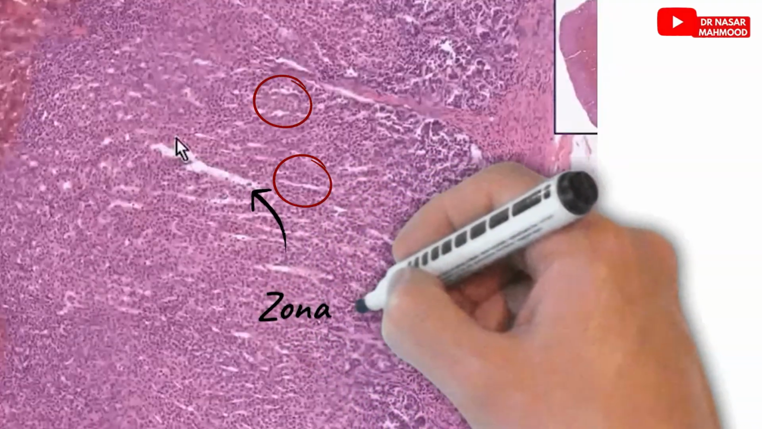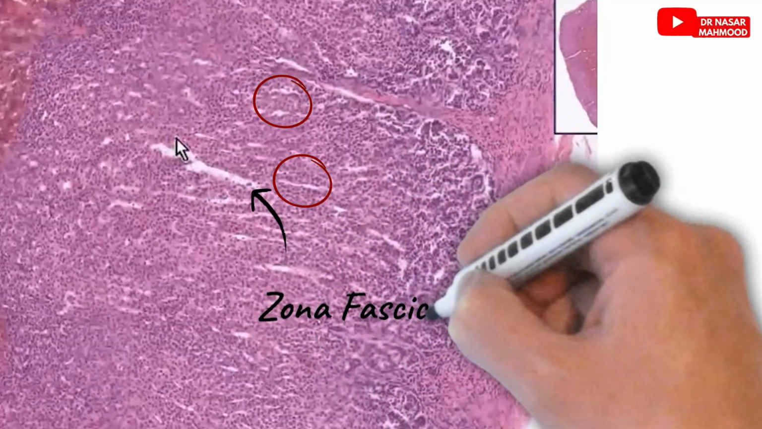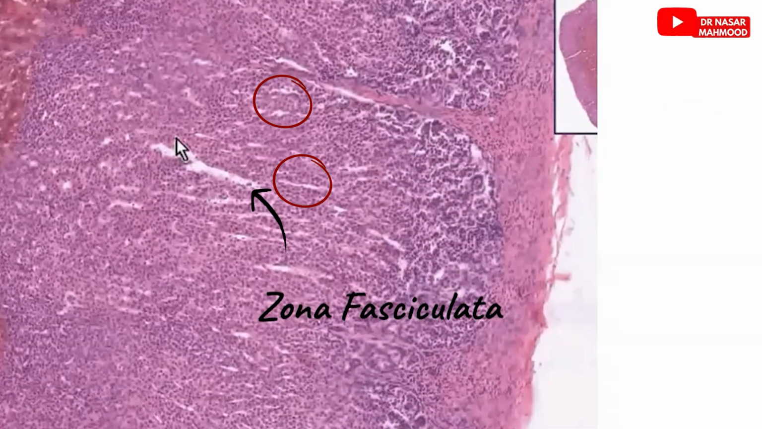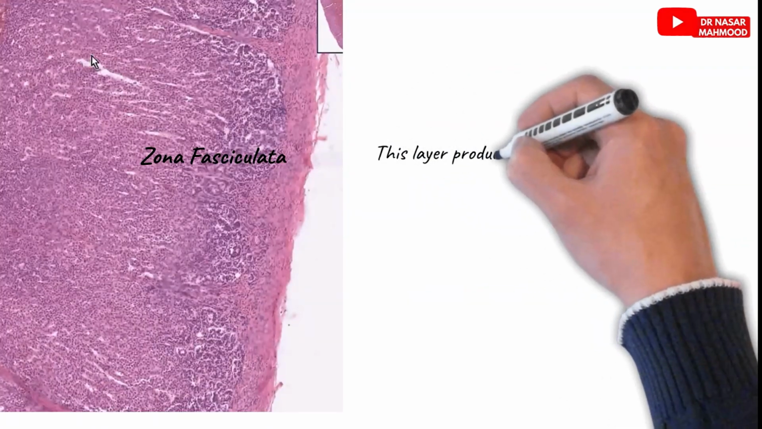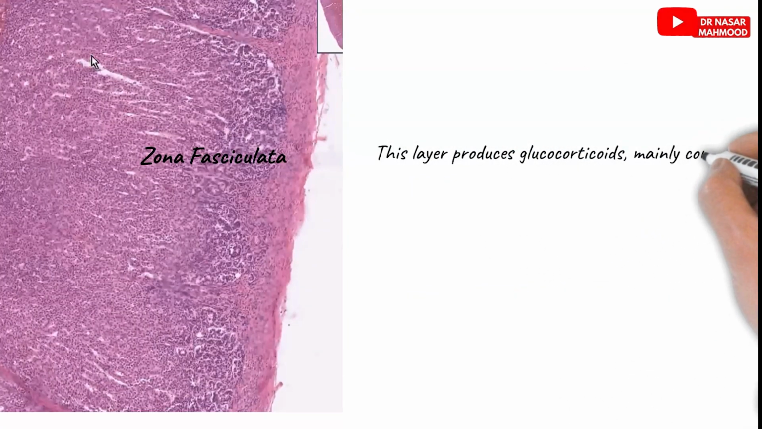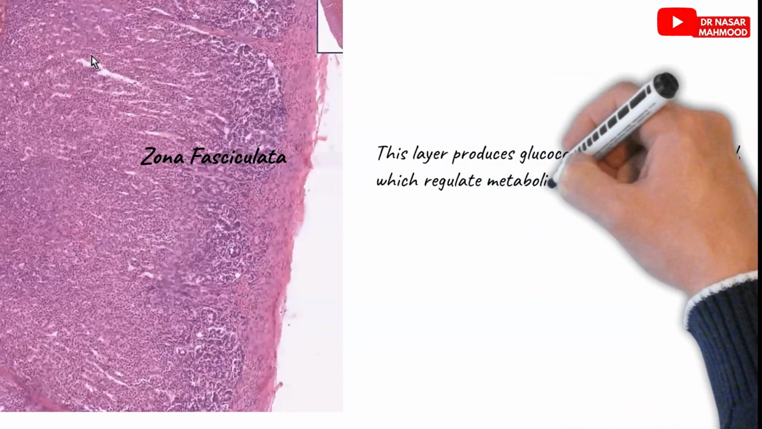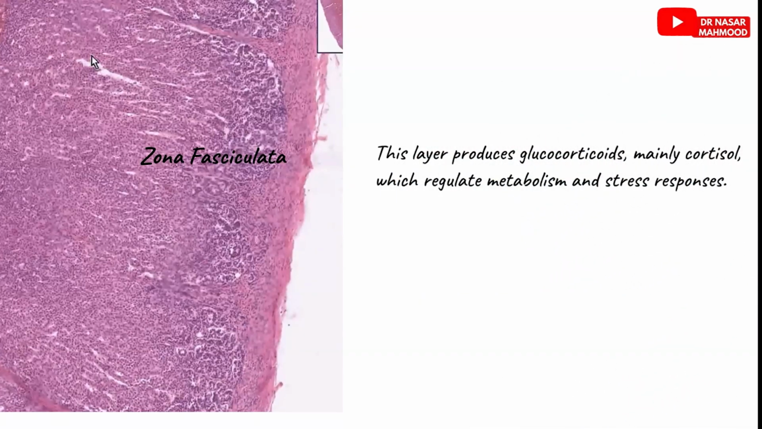The middle and largest layer is the zona fasciculata. Here the cells are arranged in long cords or fascicles. This layer produces glucocorticoids, mainly cortisol, which regulate metabolism and stress responses.